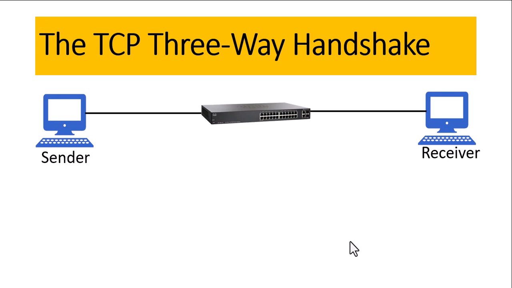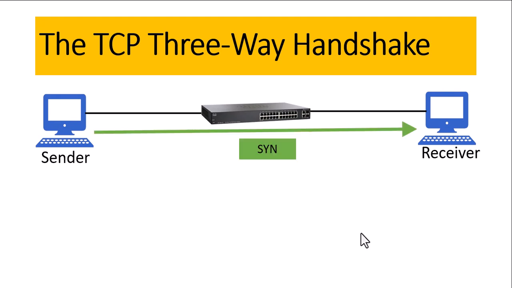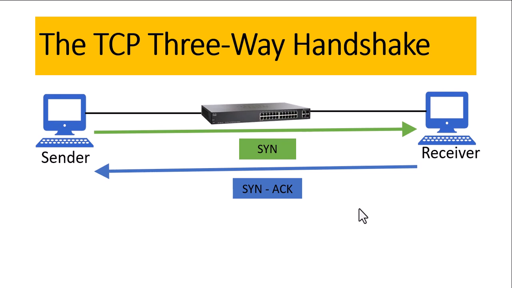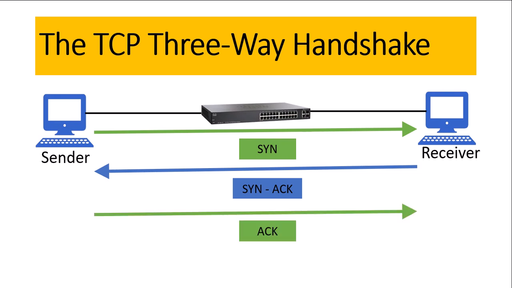TCP uses a three-way handshake process to establish the connection. The sender sends a SYN message to the receiver, meaning the sender wants to build a connection with the receiver. The receiver sends back an acknowledgement of the SYN message, meaning the receiver also wants to establish a connection with the sender. The sender sends the acknowledgement, and it means that the connection has been established successfully.